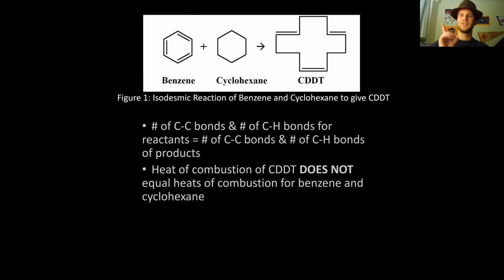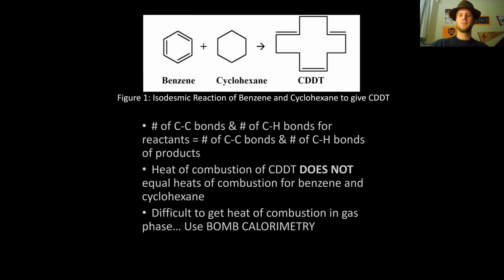And I know just the thing. That good old bomb calorimeter. We can use bomb calorimetry to find the heat of combustion of cyclohexane and CDDT in the liquid phase, and then this in turn can give us steps towards finding the resonance energy of benzene. We will not be finding the heat of combustion in the liquid phase of benzene for obvious reasons.